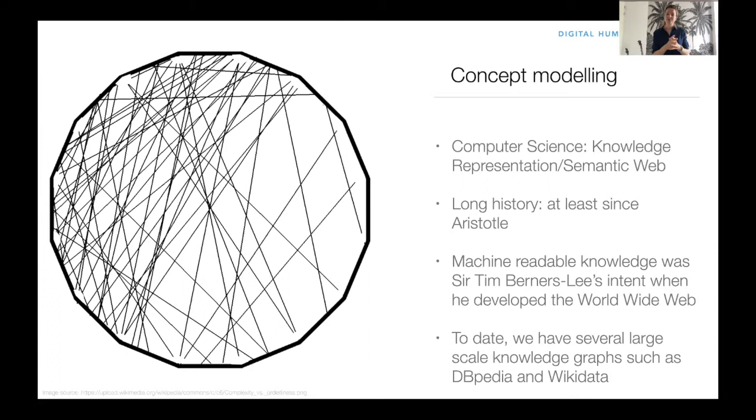So for, I don't know, train timetables, we can map all the concepts, but as soon as you go into the real world, it becomes harder and harder. Nonetheless, we have several large scale knowledge graphs, such as DBpedia and Wikidata. Wikidata is a database that powers Wikipedia, and DBpedia is actually derived from the info boxes from Wikipedia.